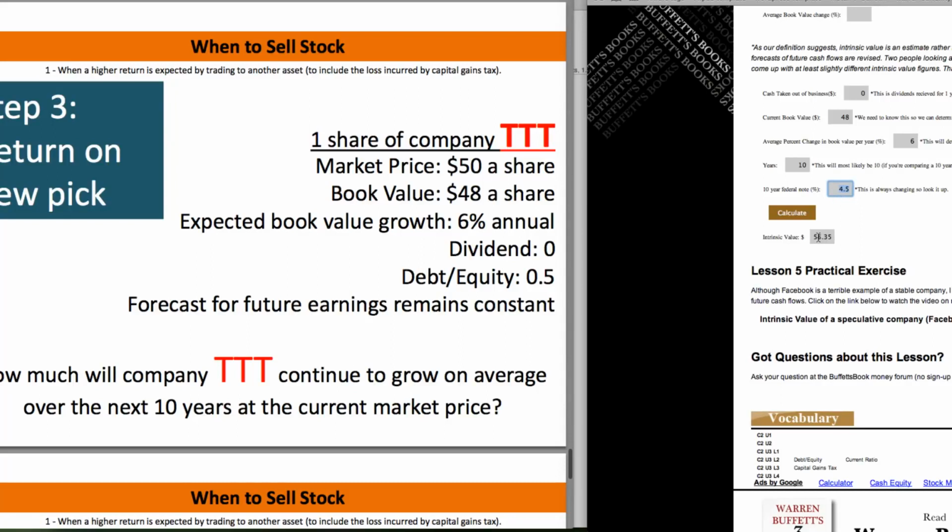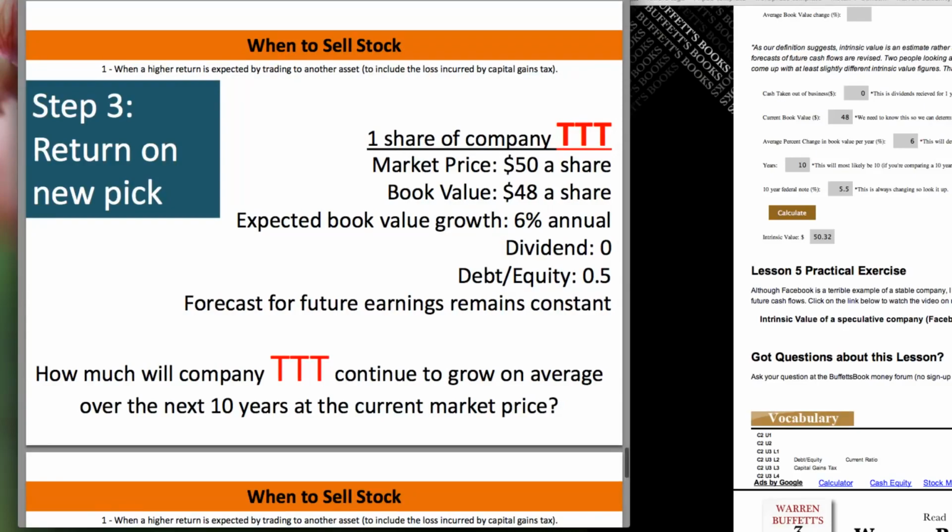So in order to make this number go lower, we have to make this number of our 10-year federal note larger. Okay, so let's go ahead and make it 5% and see what happens. Okay, we're getting close. It changed the intrinsic value to $52. We want it to be 50. We're not going to stop until that equals 50. So let's go ahead and try 5.5%. Okay, and when we put 5.5% in here, we got the intrinsic value to equal the current market price of $50. So we know that if we're going to buy company TTT, that we're going to get a 5.5%. That's what we estimate, that we're going to make a 5.5% return at that current market price.